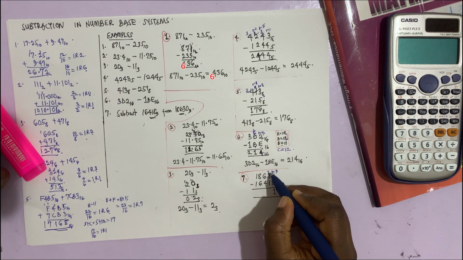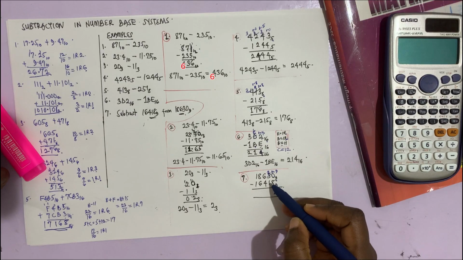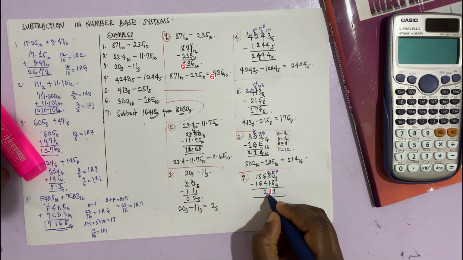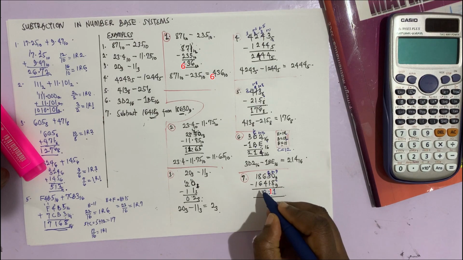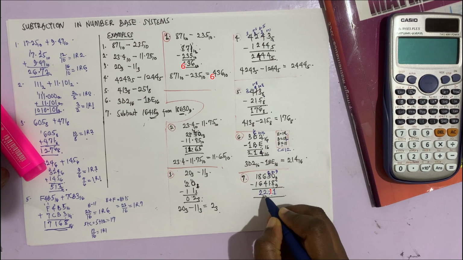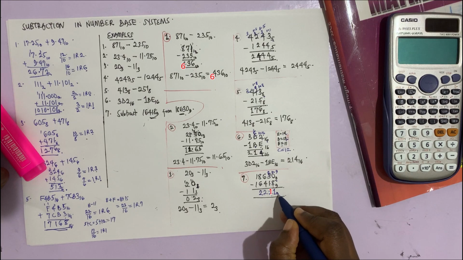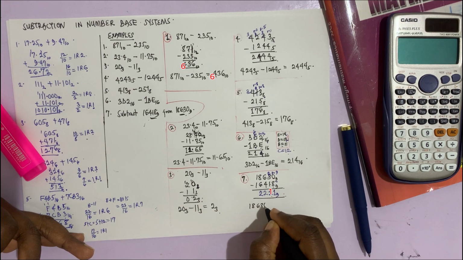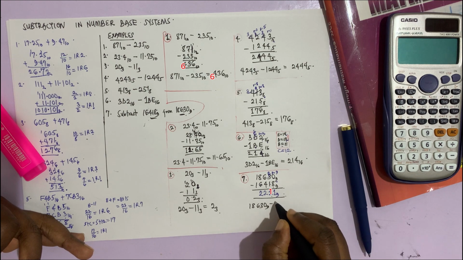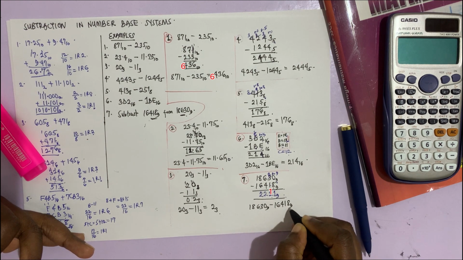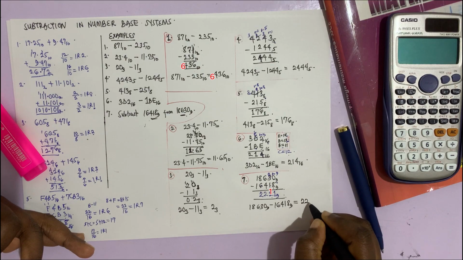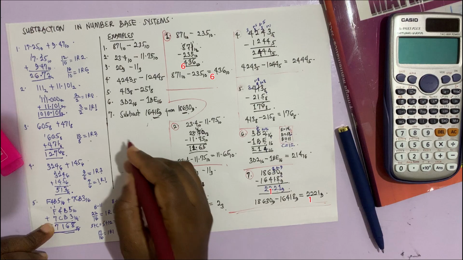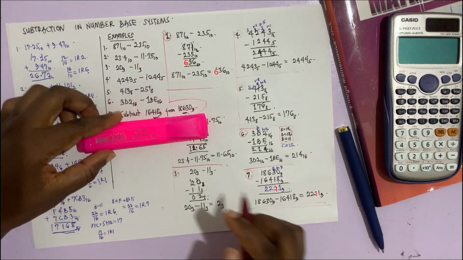So we are left with 2 here. 2 minus 1 will give us 1. 6 minus 4 will give us 2. 8 minus 6 will give us 2 as well. And 1 minus 1 will be 0. So 18630 base 9 minus 16418 base 9 will give us 2221 base 9.